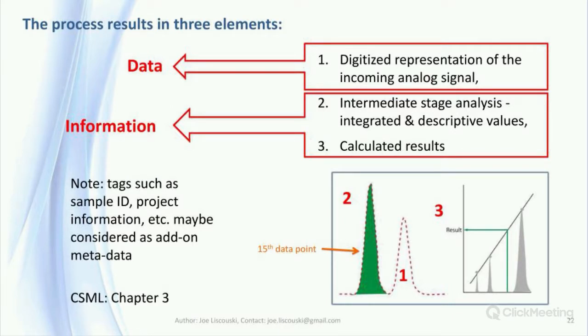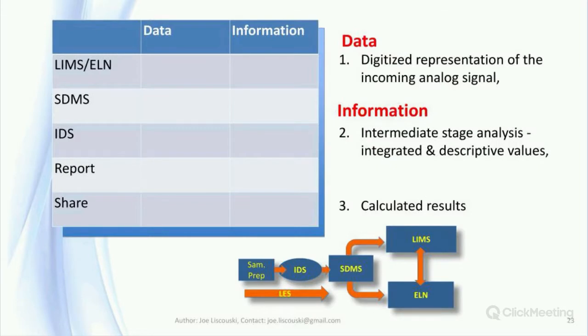Information has real meaning. Descriptive measurements for peaks are useful information. The peak at 2.9 minutes is a certain size. That information can be used for a higher order analysis. These distinctions become important when we look at the last stage of instrument processing: reporting, storage, and sharing.